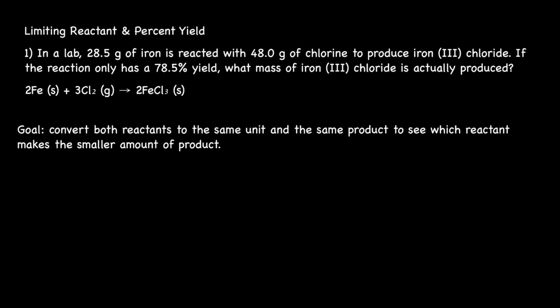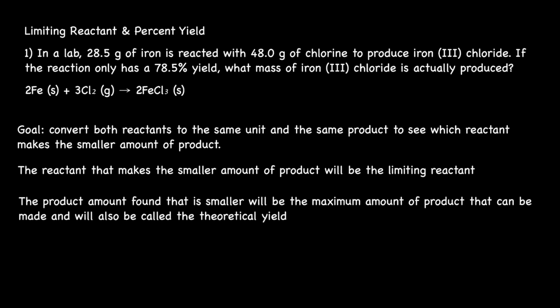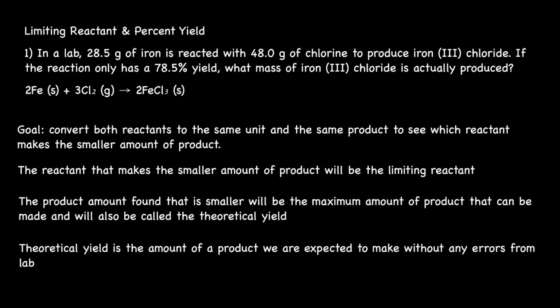The goal will be to convert both reactants to the same unit in the same product to see which reactant makes the smaller amount of product. The reactant that makes the smaller amount of product will be the limiting reactant. The product amount found that is smaller will be the maximum amount of product that can be made and will also be called the theoretical yield. Theoretical yield is the amount of a product we are expected to make without any errors from lab.